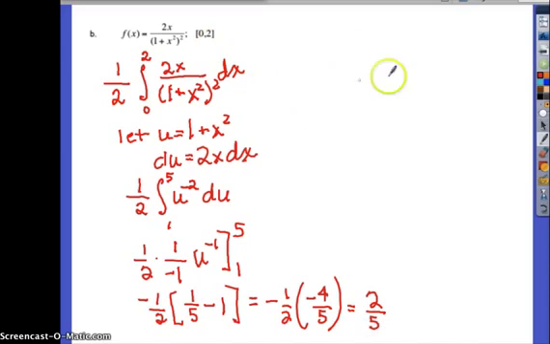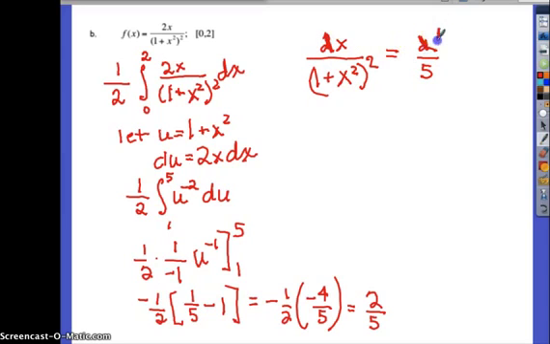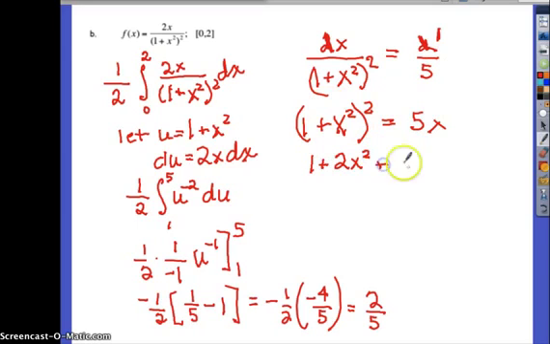So again, where is this thing going to be equal to 2/5? Let's just solve that equation. Where is 2x over 1 plus x squared going to be equal to 2/5? I'm going to divide both sides by 2 just to get rid of that, less to worry about. And then cross multiply. So we have 1 plus x squared times 1 is equal to 5x. Well, I guess I'm going to have to multiply this out. 1 plus 2x squared plus x to the 4th is equal to 5x.